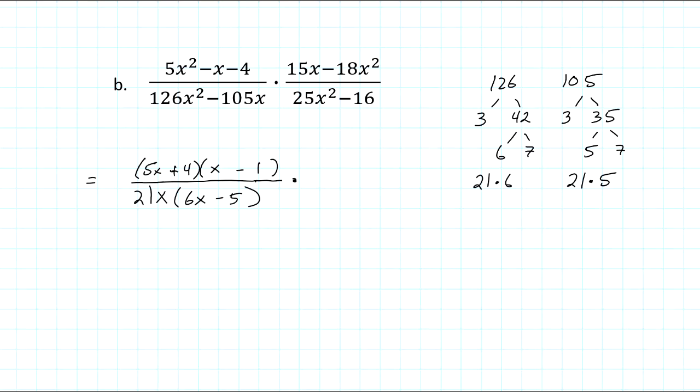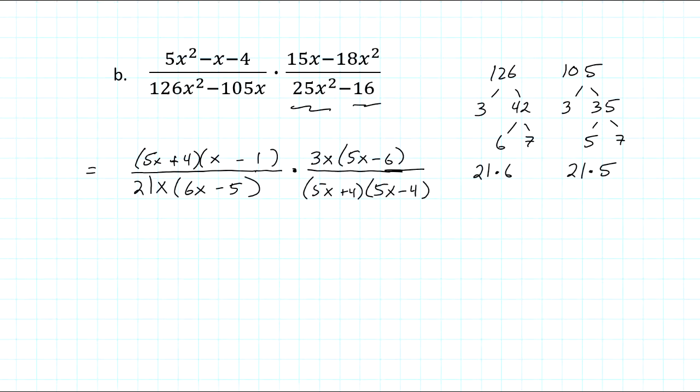Ooh, that's a tricky one. On the top right, 15 and 8, 3 can go into both of those. We can pull out a 3x. We'll be left with 5x minus 6. That's interesting. That's similar to this, but it's the opposite, so it doesn't quite work. On the bottom, this is a difference of squares. This is 5x plus 4, and then 5x minus 4.